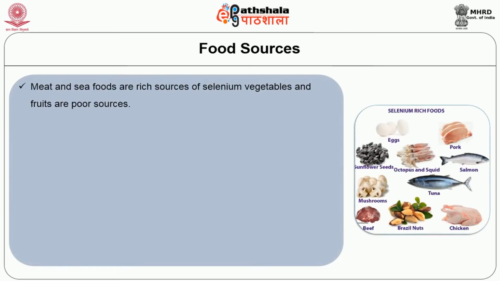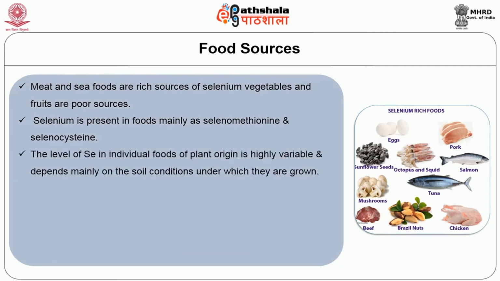Meat and seafoods are rich sources of selenium. Vegetables and fruits are poor sources. Selenium is present in foods mainly as selenomethionine and selenocysteine. The level of selenium in individual foods of plant origin is highly variable and depends mainly on the soil condition under which they are grown.